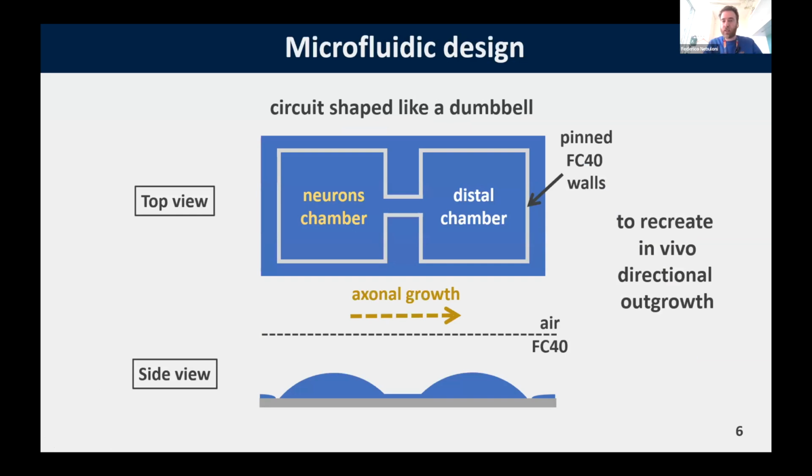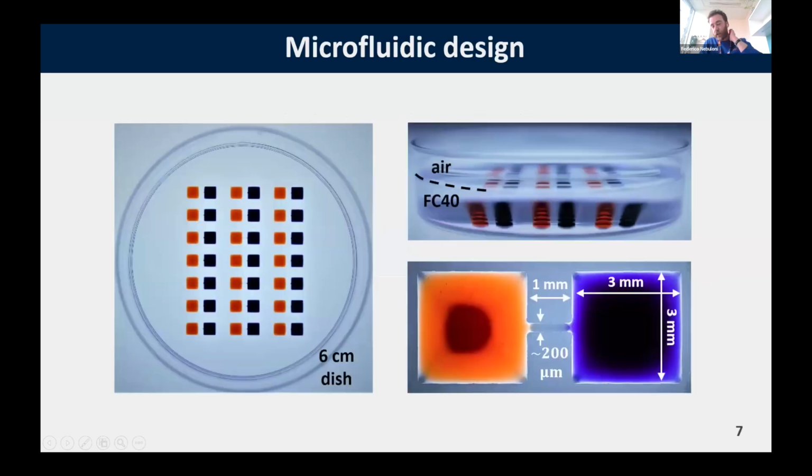So in order to capture this directionality, we started designing a very simple microfluidic design, shaped like a dumbbell, made of two chambers, one containing cells and the other one containing, for the moment, nothing, just connected by a little channel. And here you can see the experimental setup that we use, where we have 21 independent dumbbell circuits inside a single 6-centimeter dish. Once again, stressing from the side view, we can see that the only solid boundary ever present inside this system is the dish itself.